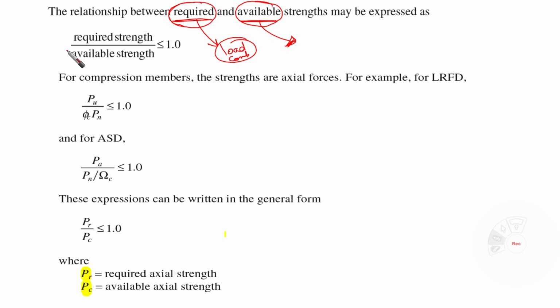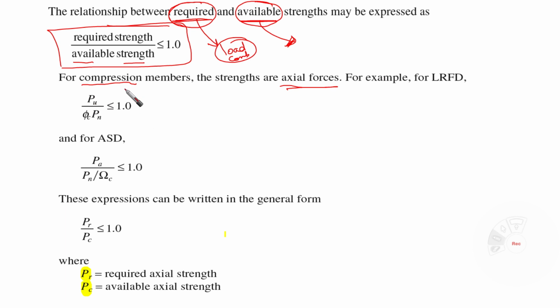Okay, so whenever we are going to have actions, or required and available strengths, we need to compare them. Commonly, we want the available strengths to be larger than the required strengths. So we put this equation, and we said that required strength over available strength should be less than or equal to 1. For compression members, we said that the strengths are axial forces only. For example, for LRFD, we mentioned that before.